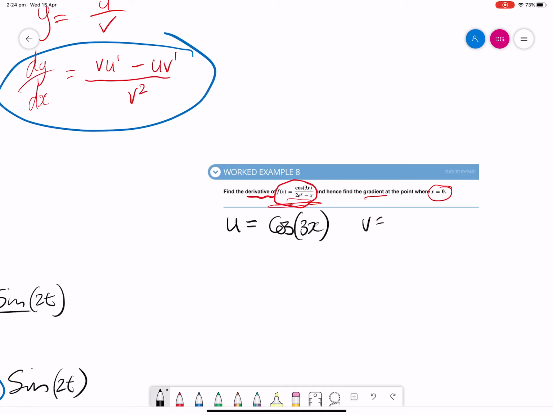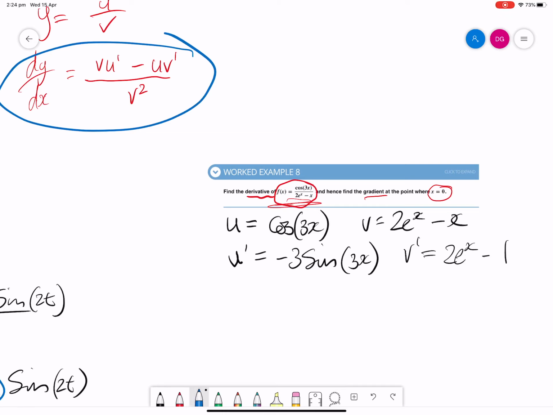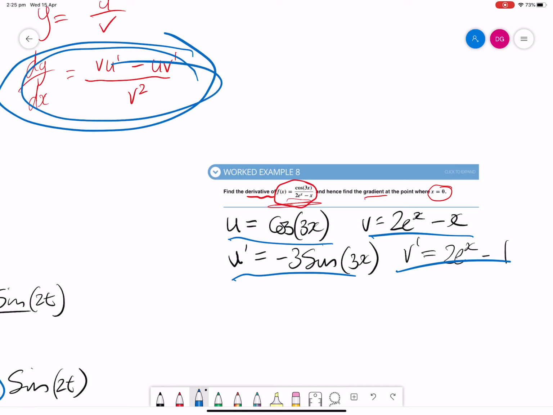And v is equal to 2e to the power of x minus x. Okay, now we need to find what u dash and v dash are. So u dash is equal to negative 3 sine 3x, and v dash is equal to 2e to the power of x minus 1. So I know what u is, I know what v is, I know what u dash is, and I know what v dash is. So that's everything that I need to put into this formula to find the derivative.